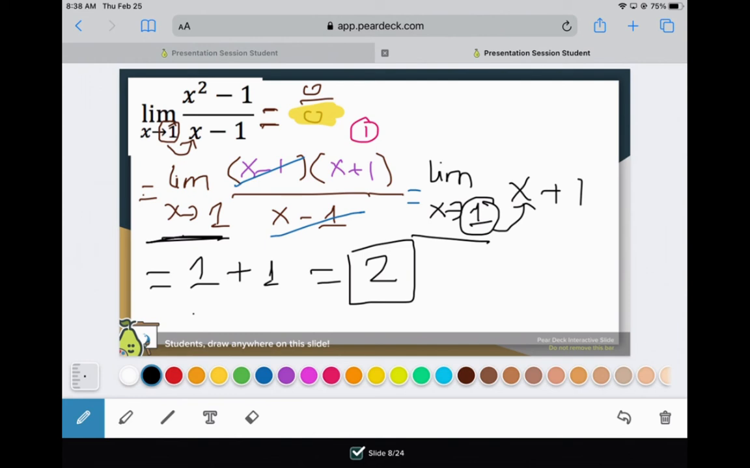So, questions for me on the steps? Step 1, factor. Step 2, cancel out. Step 3, rewrite the function. Step 4, direct substitution. Step 1, 2, 3, 4. Any questions for me on those steps? Okay, all right. Let's do another one.